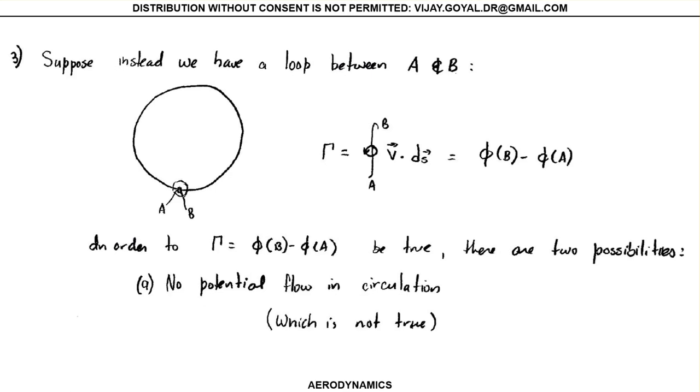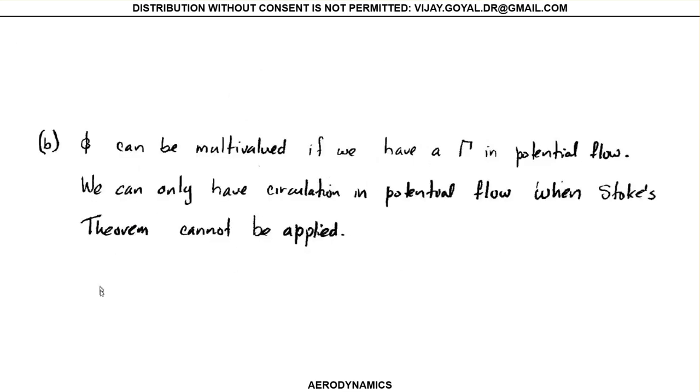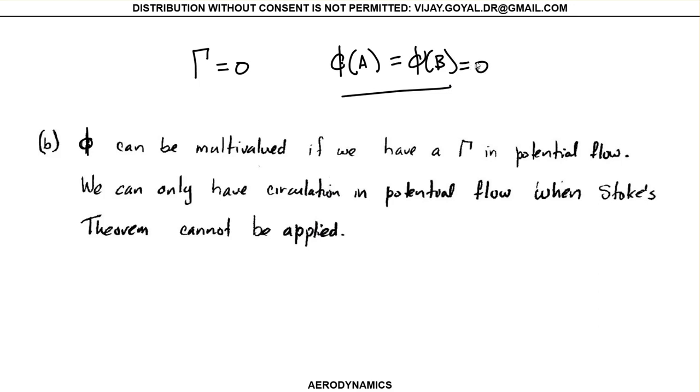Then the other possibility that we have is that your function phi is actually multivariate if we have a sigma in a potential flow. What I'm really trying to say is that if this is equal to zero, then in such a case it's not possible to have a potential flow. This is really not possible, because then you don't have any potential flow, which would not make any sense.